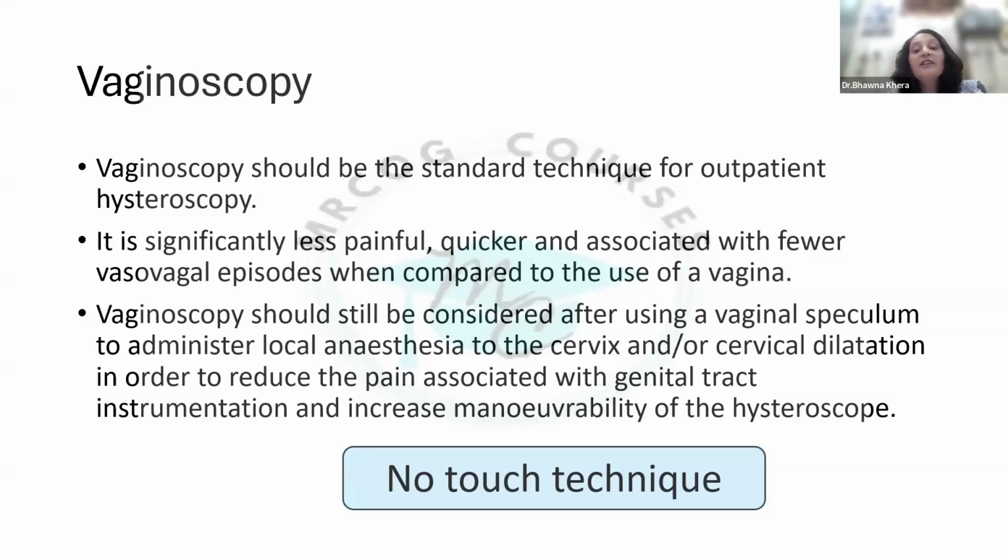It will still be less painful, and it will be easy for you to have a good genital tract instrumentation, and maneuverability of the hysteroscope will be easy. So handling of the hysteroscope will be easy if you go ahead with this.